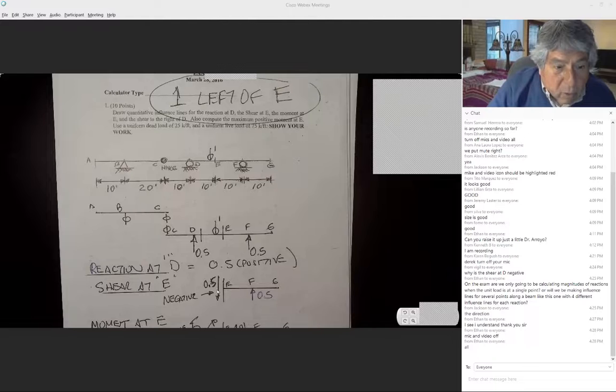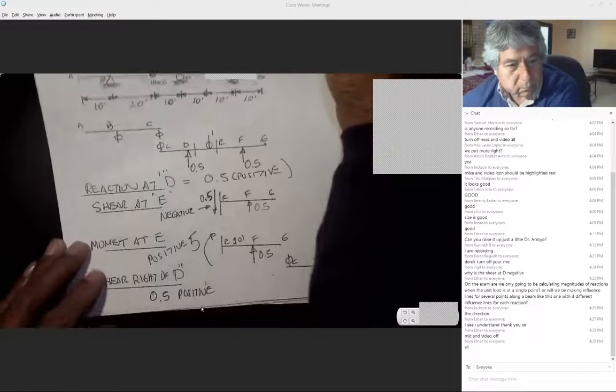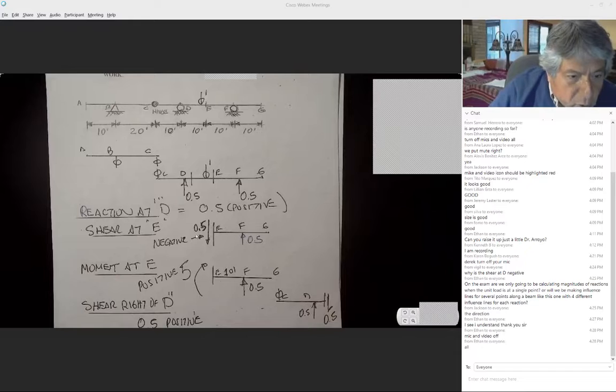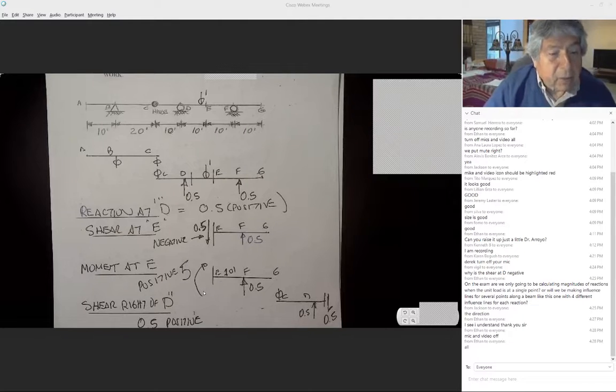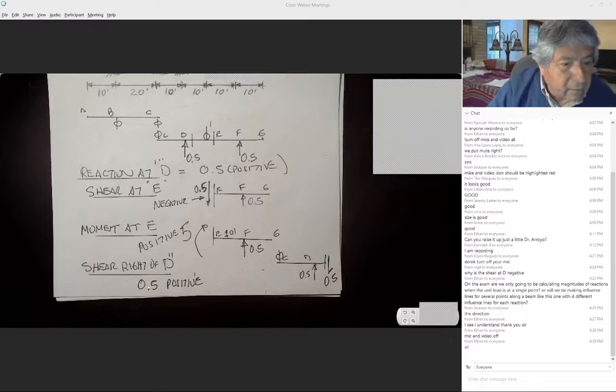To compute the moment also at E, using the same free body. 0.5 times 10 is 5, but 5 now, to be in equilibrium, this goes in this direction, that has to be in the opposite. And it's positive because look where the compression is, if you bend it, the compression is going to be on the top. That's why.